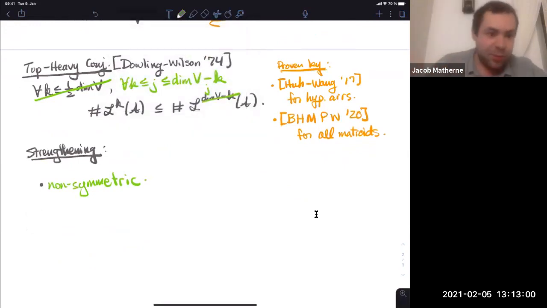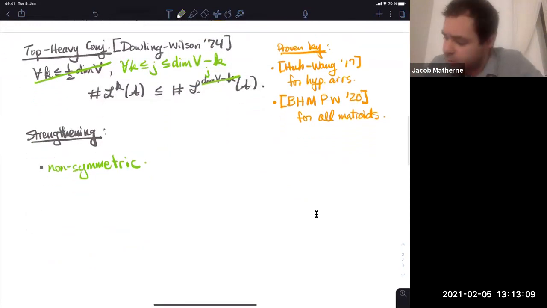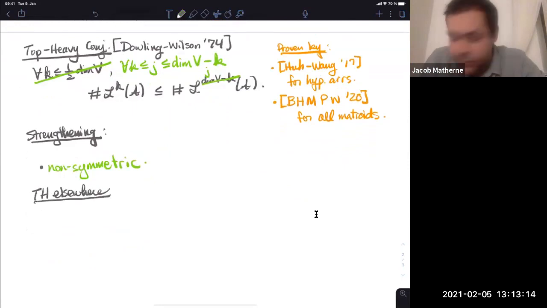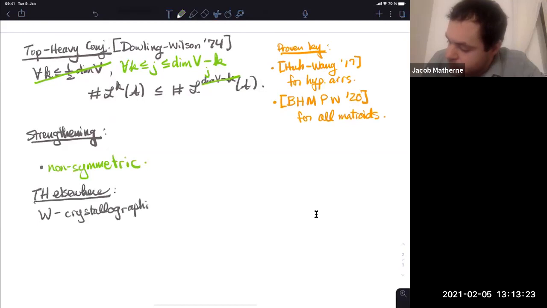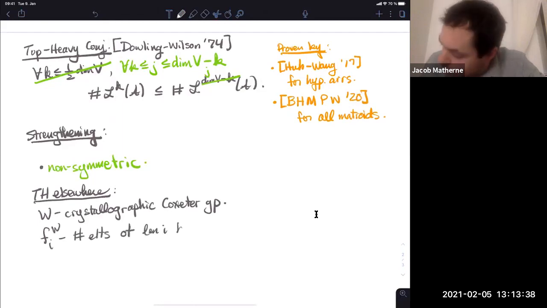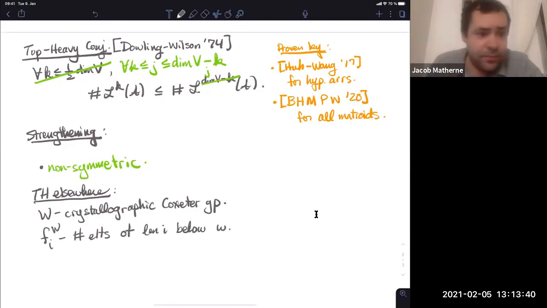Because this crowd is probably more familiar with Coxeter groups than matroids, let me tell you about some top-heaviness that appears in Coxeter groups with the Bruhat order, before I go on to talk about the proofs. So if W is a crystallographic Coxeter group, I'm going to use F sub i super W to be the number of elements of length i below w in the Bruhat order.